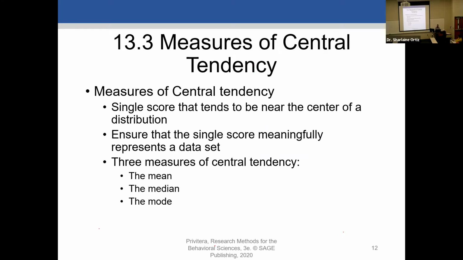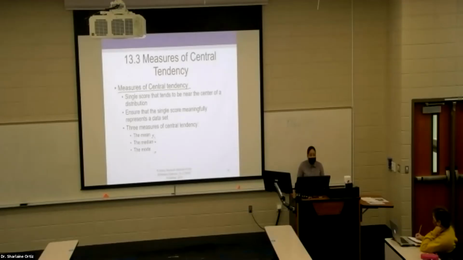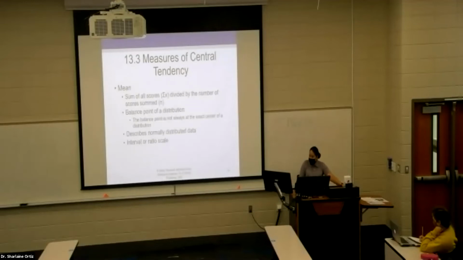Now, let's talk a little bit in detail about these measurements. So we have the mean, median, and the mode. Any questions about measures of central tendency before we continue? Basically, we're trying to locate, hey, where's my data compared to that distribution? What does it look like?